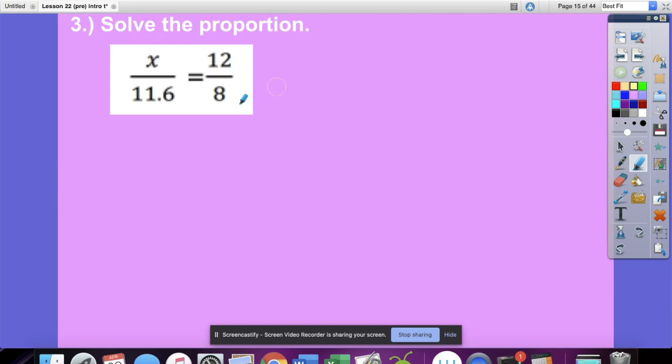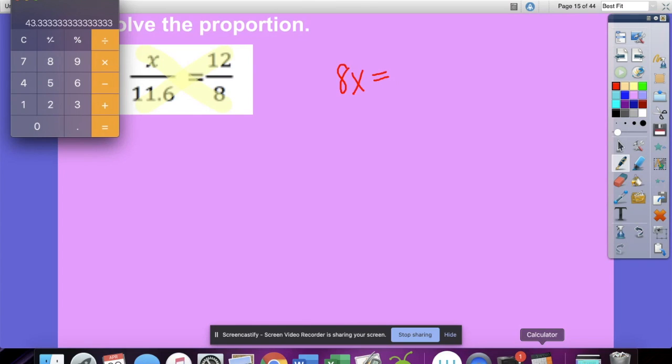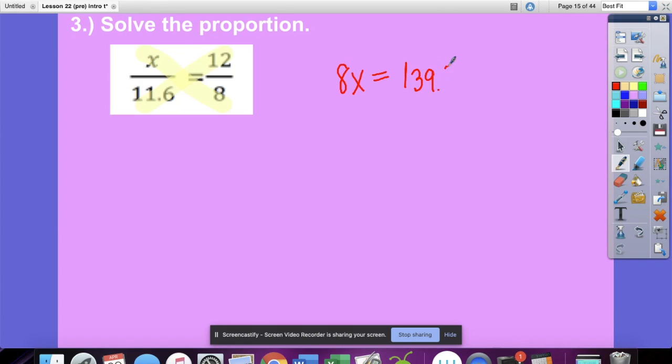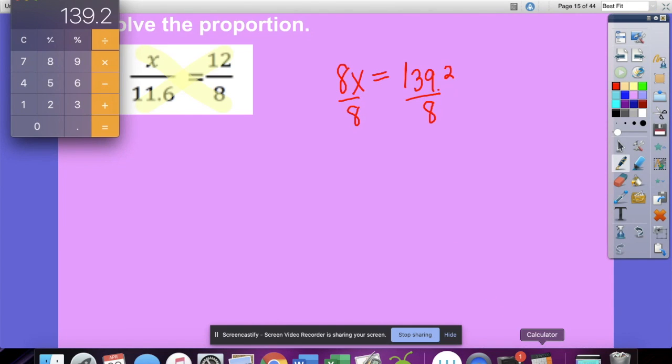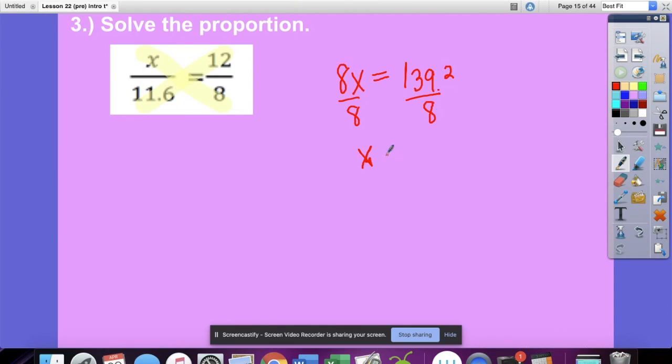And question number 3, same thing, find those cross products. In this case, my cross products are going to be 8 times X, and my other cross product would be 11 6/10 times 12, which gives me an answer of 139 2/10. I can divide both sides by 8, and when I do that, I would get my final answer of 17 4/10.